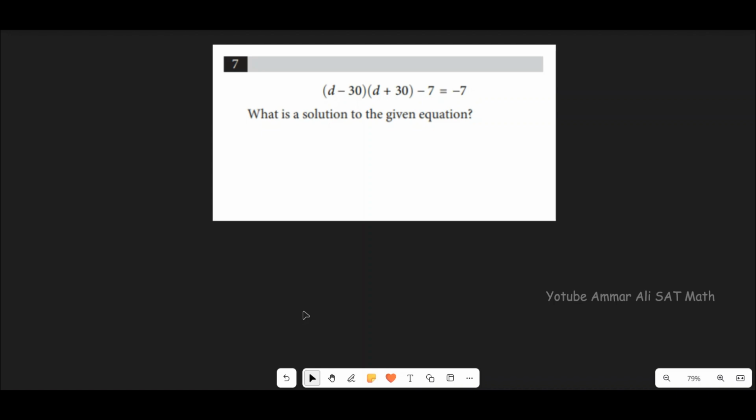The quantity d minus 30 times the quantity d plus 30, all minus 7 is equal to negative 7. What is a solution to the given equation? They don't give us a lot, just this equation, and they're telling us to find a solution. That implies there could be more than one solution, because they just said a solution, so there could be one or two solutions.